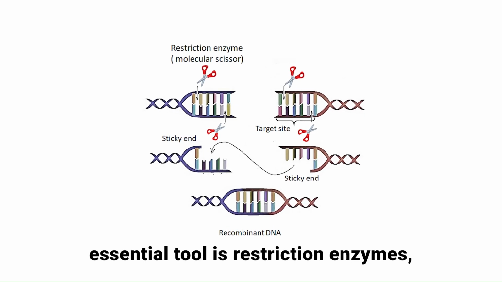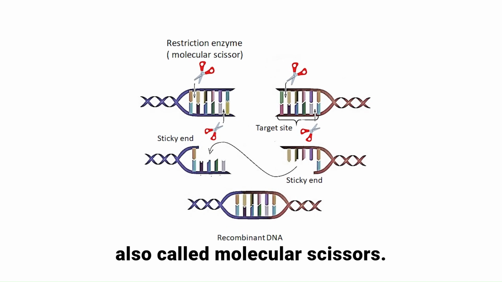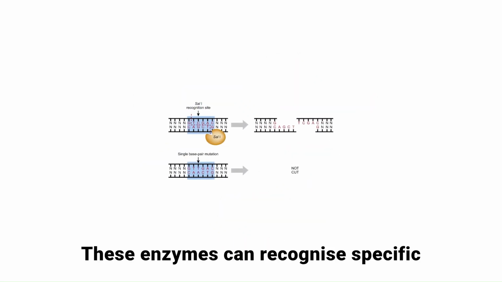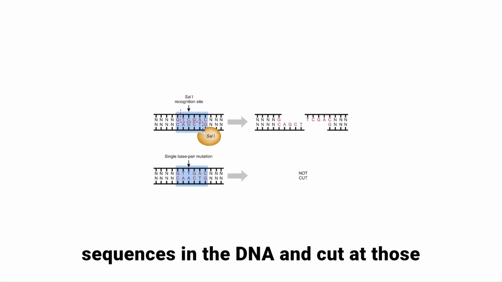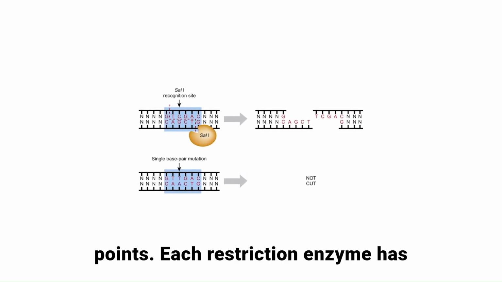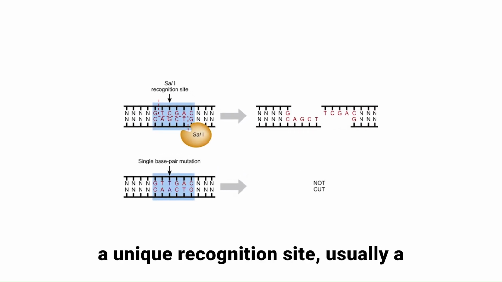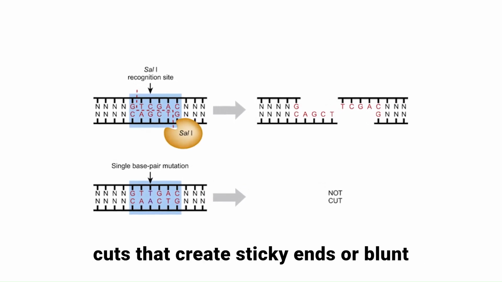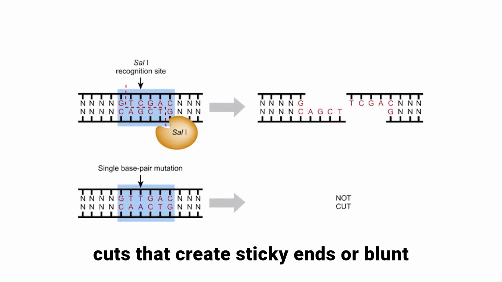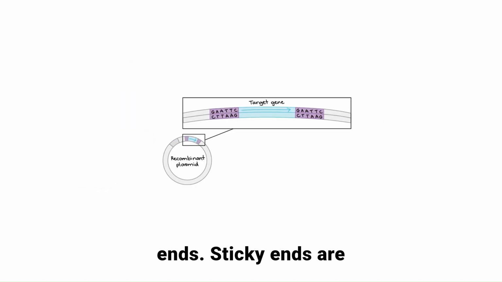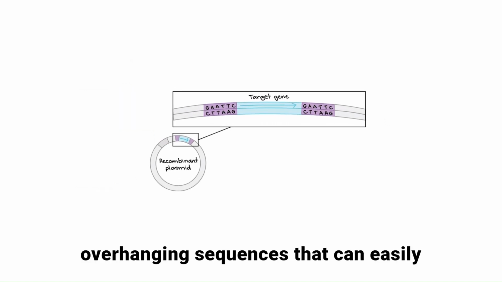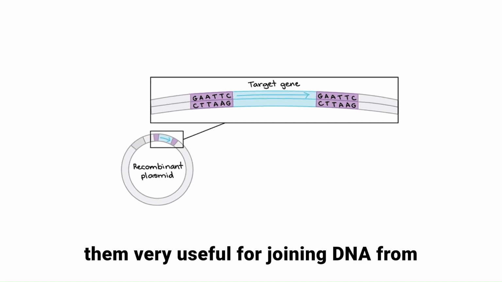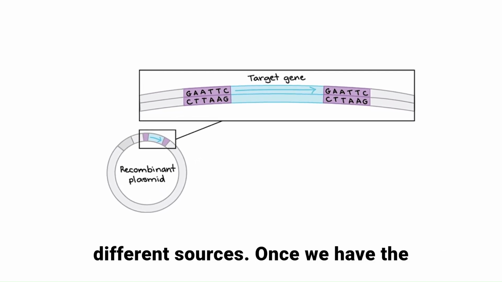The first essential tool is restriction enzymes, also called molecular scissors. These enzymes can recognize specific sequences in the DNA and cut at those points. Each restriction enzyme has a unique recognition site, usually a short palindromic sequence, and it makes cuts that create sticky ends or blunt ends. Sticky ends are overhanging sequences that can easily pair with complementary sequences, making them very useful for joining DNA from different sources.